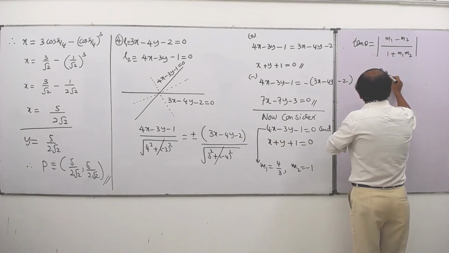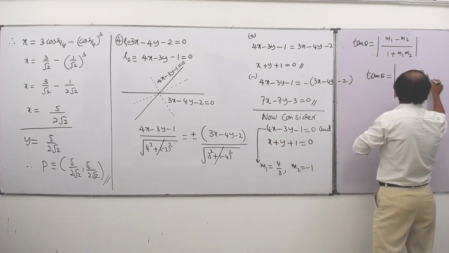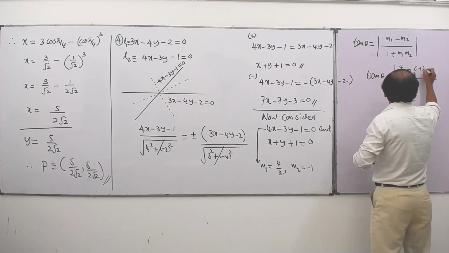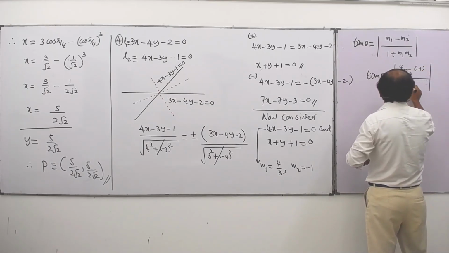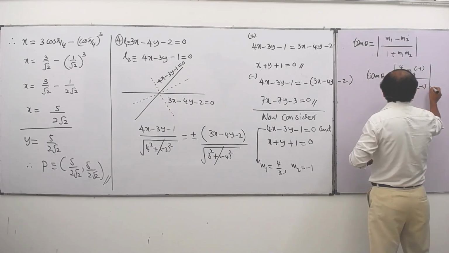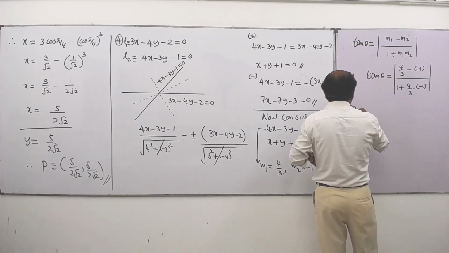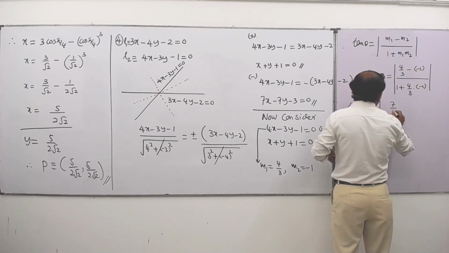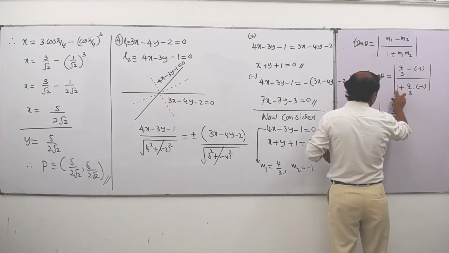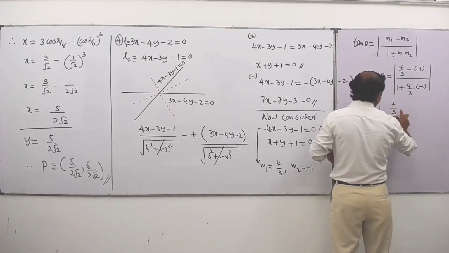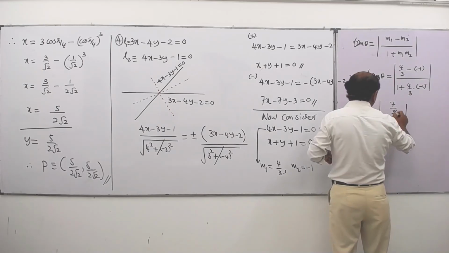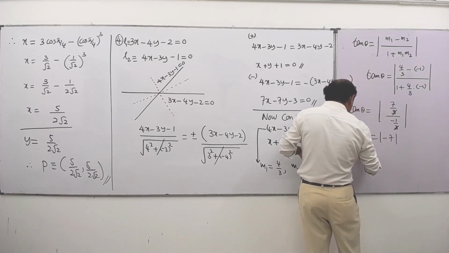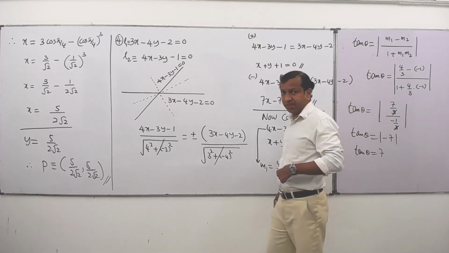Tan theta is equal to the modulus of m1, 4 by 3, minus m2, minus 1, over 1 plus m1, 4 by 3, times m2, minus 1. We'll simplify this. Right, what do you get here? 7 by 3. Here, 3 minus 4, minus 1 by 3. This and this you can cancel down. Tan theta is the modulus of minus 7, which is 7, people.